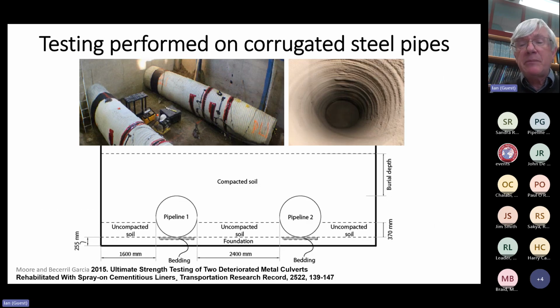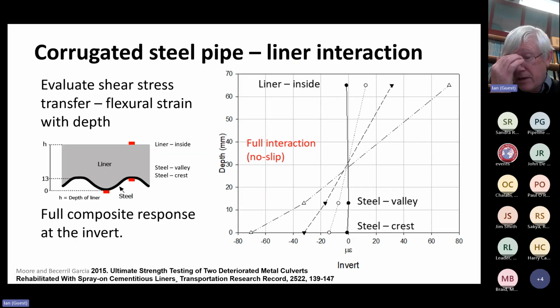We were able to do some experiments that were funded by the 407 Express Toll Route across the Greater Toronto Area, published in this particular paper in the Transportation Research Board, where we had two corrugated steel pipelines of 1.2 metre diameter that were sprayed, one of them with a 2-inch liner, one of them with a 3-inch liner, and we were able to measure the strength.